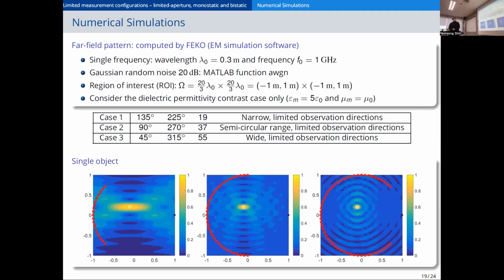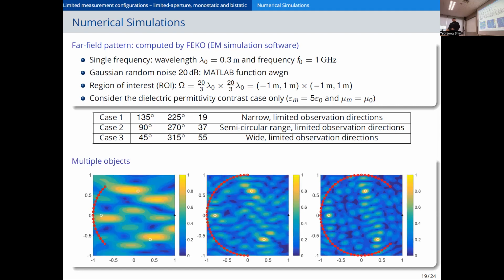This is a single object case. The black one is the transmitter direction, and the red one is the observation direction. Even though we use the narrow case, we can detect the object like this one. But of course, in the semicircle or wide case, we can reduce the artifact in the result. Now we apply multiple objects. In this case, in the narrow case, we cannot detect the objects properly, like this one.